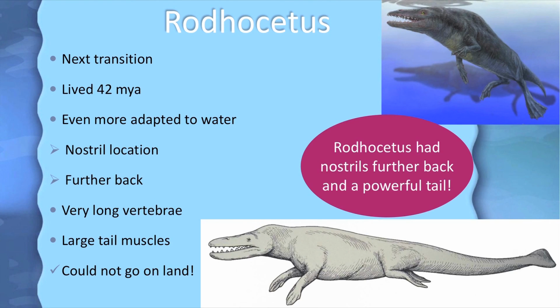Rhodocetus is the next transitional form in the evolution of whales. Rhodocetus was more adapted to the water due to the fact that its nostrils were located further back rather than on the tip of its face. Since this is the first transitional form to show the migration of the nostrils, it is very important, because this was a serious adaptation towards life in the water.